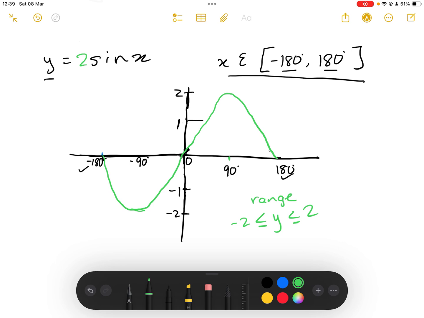The only thing that changed is the amplitude. -180 is still 0, -90 has changed to -2, and 0 is still 0. +90 is now 2, and then 180 is still 0.